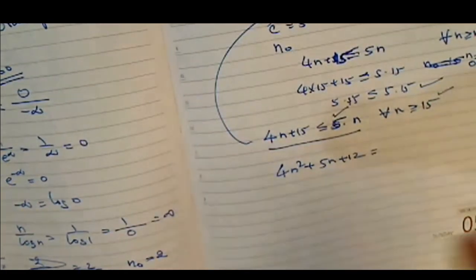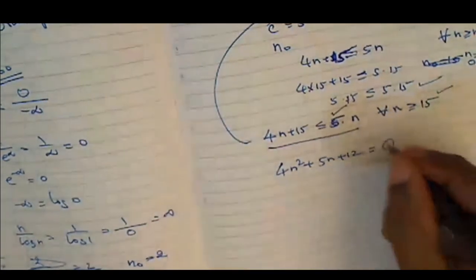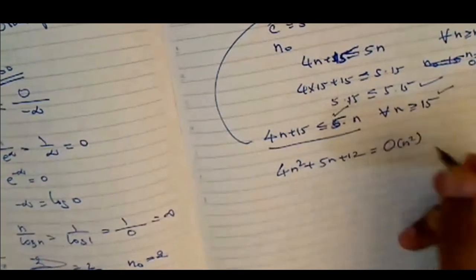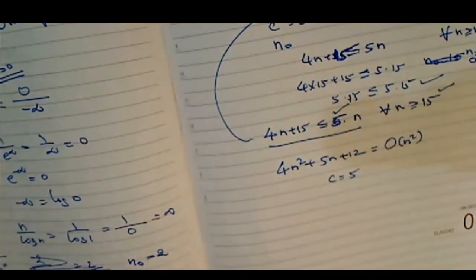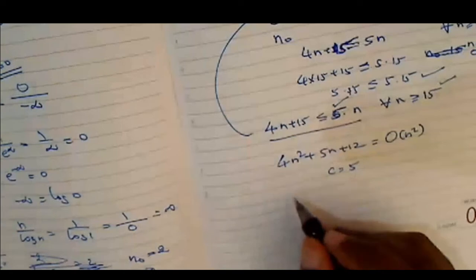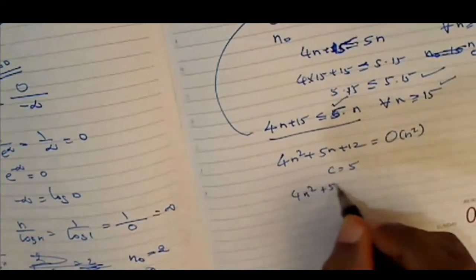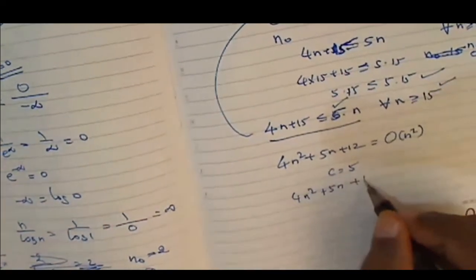Compared to n, n square is larger, right? So we can take order of n square. Once again, if you write like that, you have to justify with the definition. So once again, I am taking c is equal to 5. If I take c equal to 5, this one, that is 4n square plus 5n plus 12, is less than or equal to 5 into n square, right?